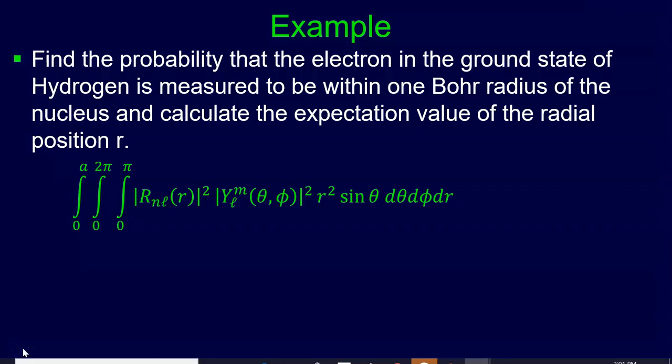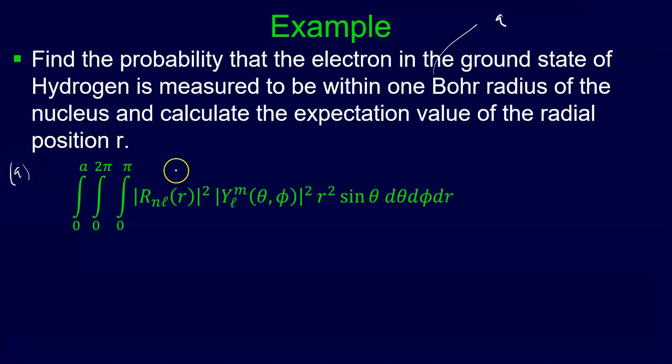Now these visualizations can be nice, but to say anything quantitative, we're going to need to go back and do some calculations. So here's an example of the kind of things we can ask. Here's a problem. Find the probability that the electron in the ground state of hydrogen is measured to be within 1 Bohr radius, again that's our constant a, of the nucleus, and calculate the expectation value of the radial position r. So let's do the first part of that. We'll call that part a. Now if you remember, here would be our calculation we'd want to do.